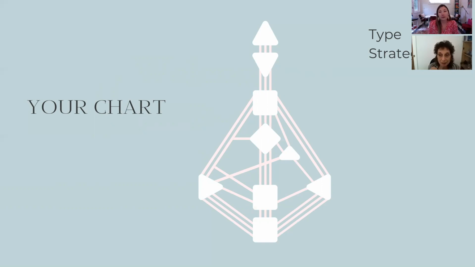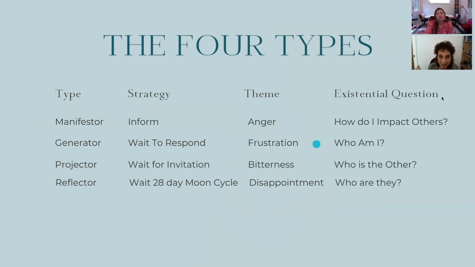But the first piece of learning about yourself is to learn what your human design type is and strategy. Not that we're trying to put anybody into a box or a category, but there is a lot to unpack, and this is the first step, looking into your chart. So we're going to look at the four main types: manifestor, generator, projector, and the reflector.